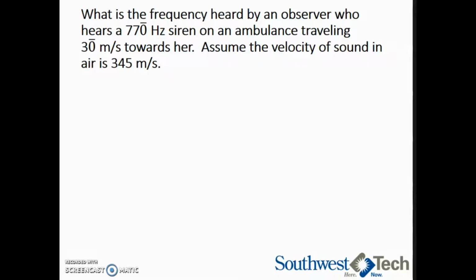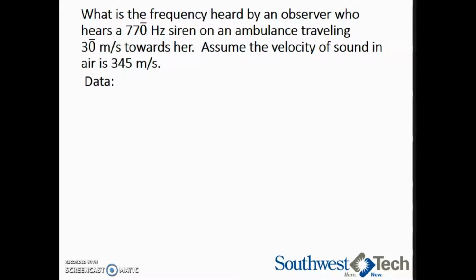This video is going to go through an example of how to calculate the Doppler-shifted frequency. What is the frequency heard by an observer who hears a 770 Hz siren on an ambulance traveling 30 meters per second towards her? Assume the velocity of sound in air is 345 meters per second.